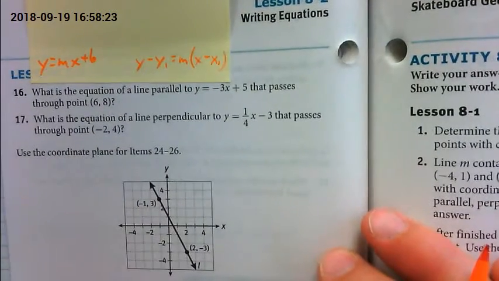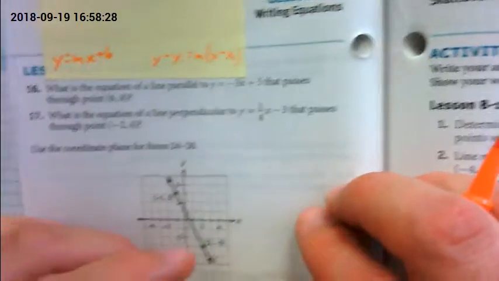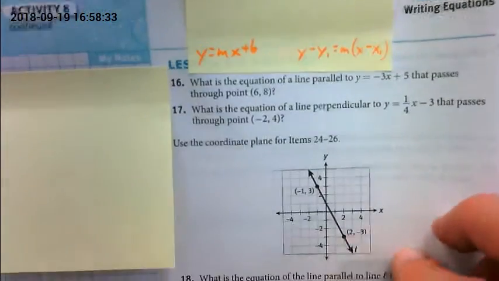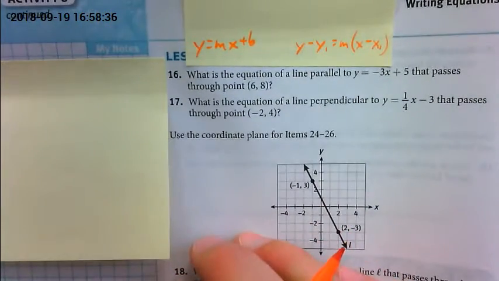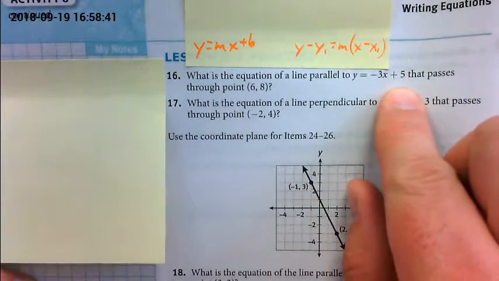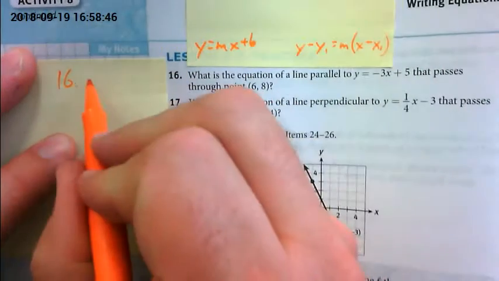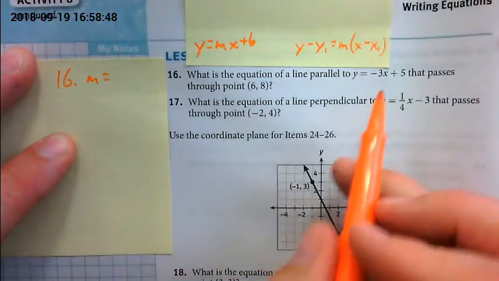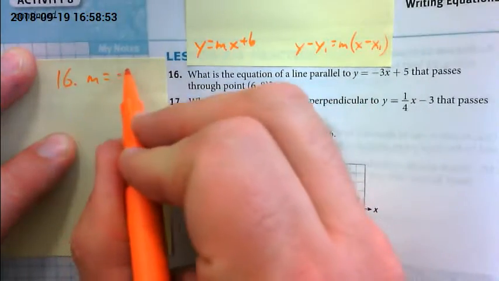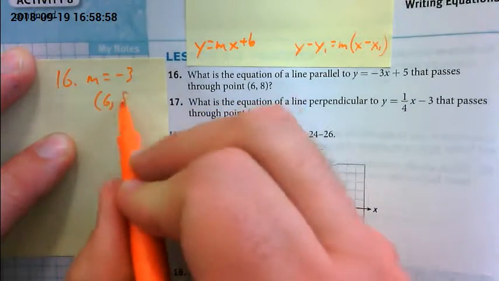Because some of these, it's just a matter of plugging the values in and getting your answer. So let me move this over. I'm going to write my answers off to the side here. So for number 16, it says, what is the equation of a line parallel to this? Well, if it's parallel to this line, it's going to have the same slope. So on number 16, I know that my slope is going to be the same as what it is here. And this is in slope-intercept form, so I can see the slope is -3. They also give me a point, which is at 6, 8.